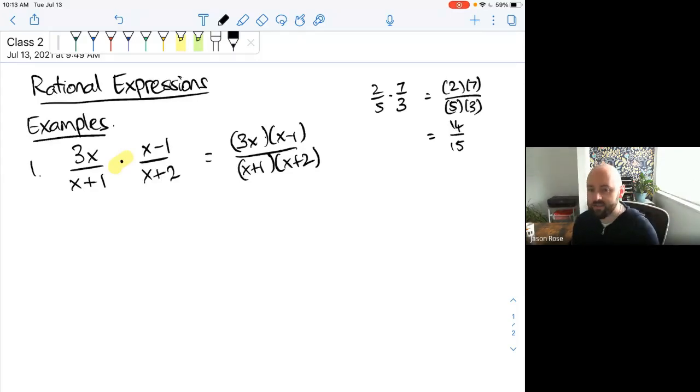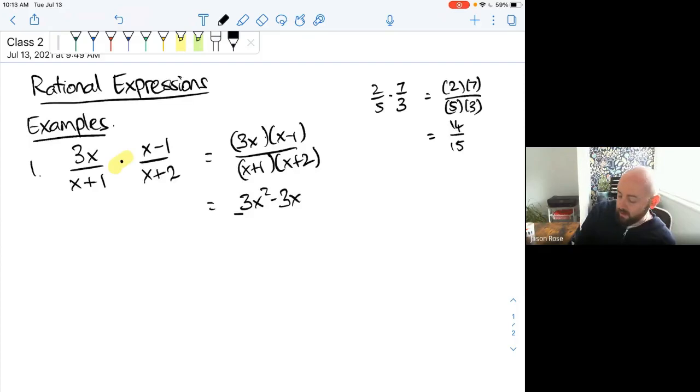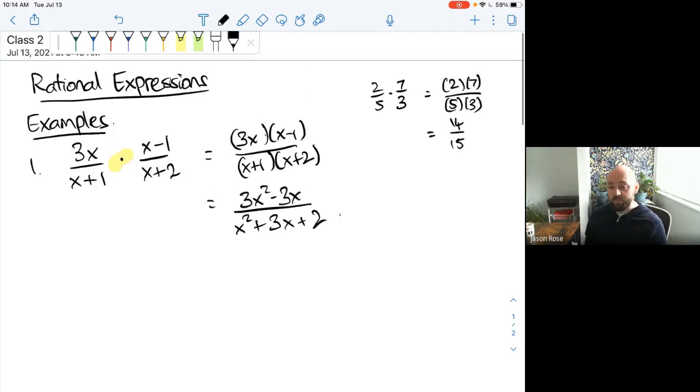You can see if there's any cancellations or any reductions in the expression, but just for the sake of this one, I'm going to just multiply it out. Multiplying out, you get 3x squared minus 3x divided by x squared plus 3x plus 2. So the multiplication of rational expressions works the exact same way as multiplication of numbers.